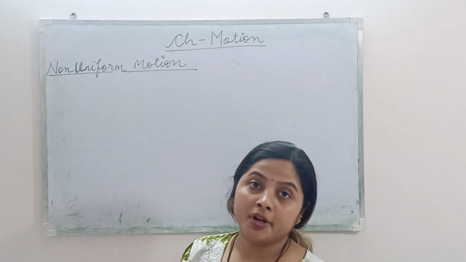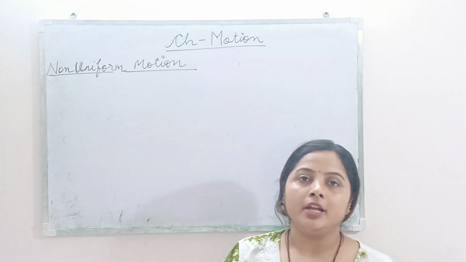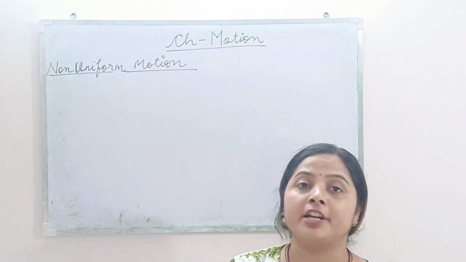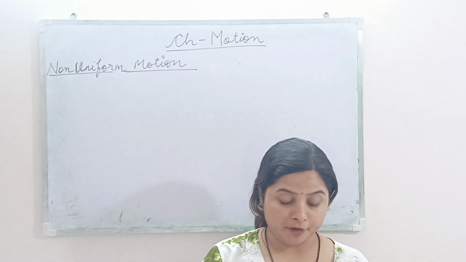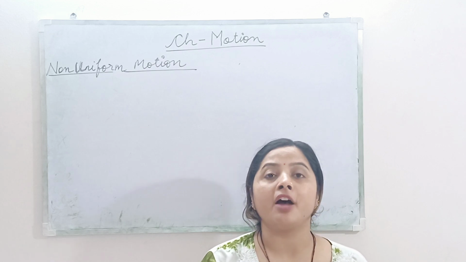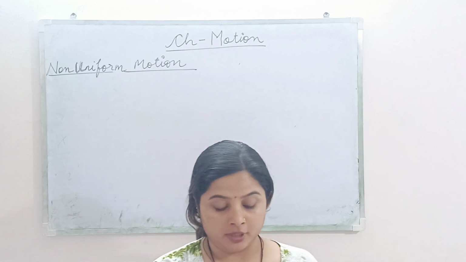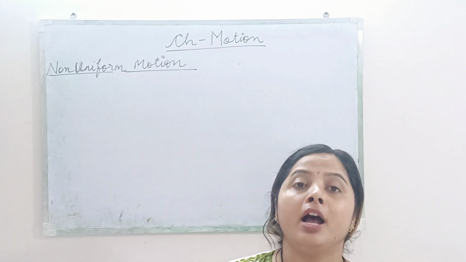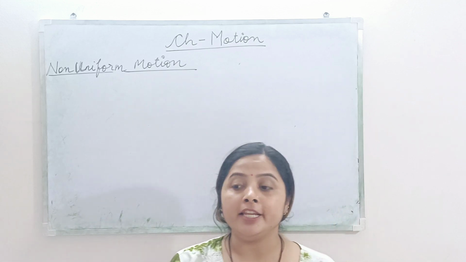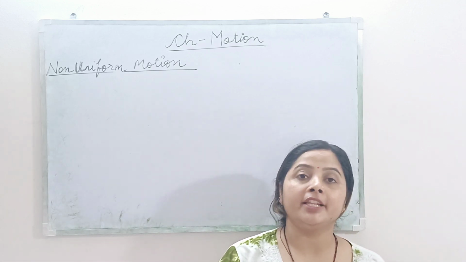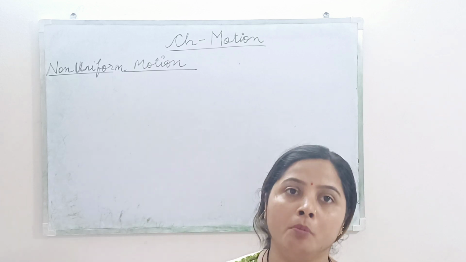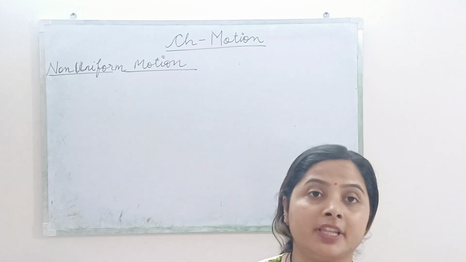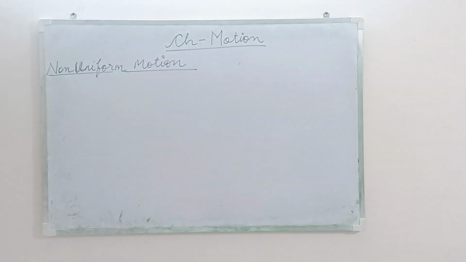Okay. Now, what is non-uniform motion? As in case of uniform motion, we have studied that when a body covers equal distances in equal interval of time, then the body is said to have a uniform motion. But if a body travels unequal distances in equal interval of time, then we say that body is having a non-uniform motion. Clear? I hope this thing is clear to you children.